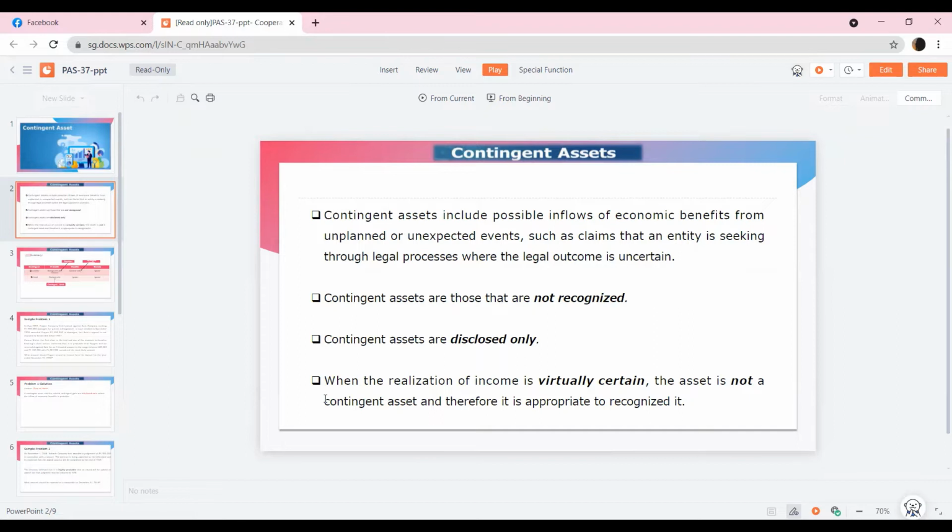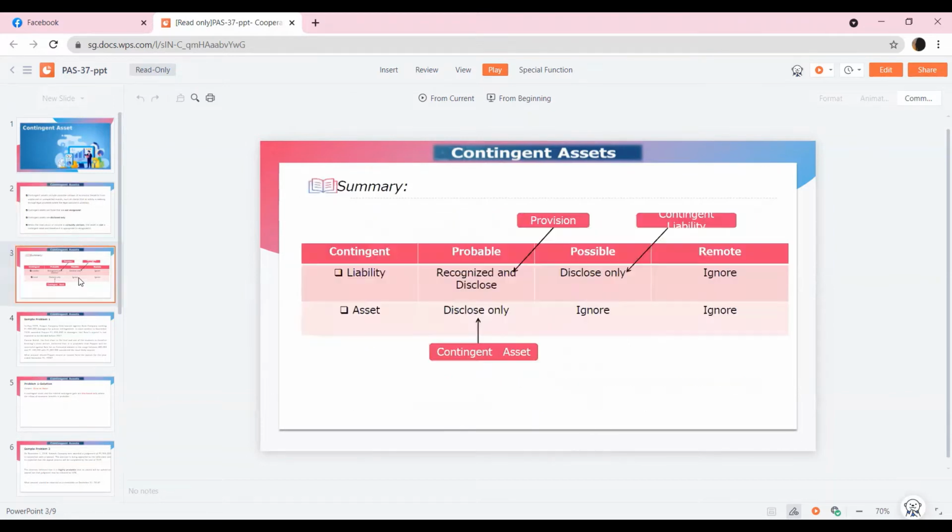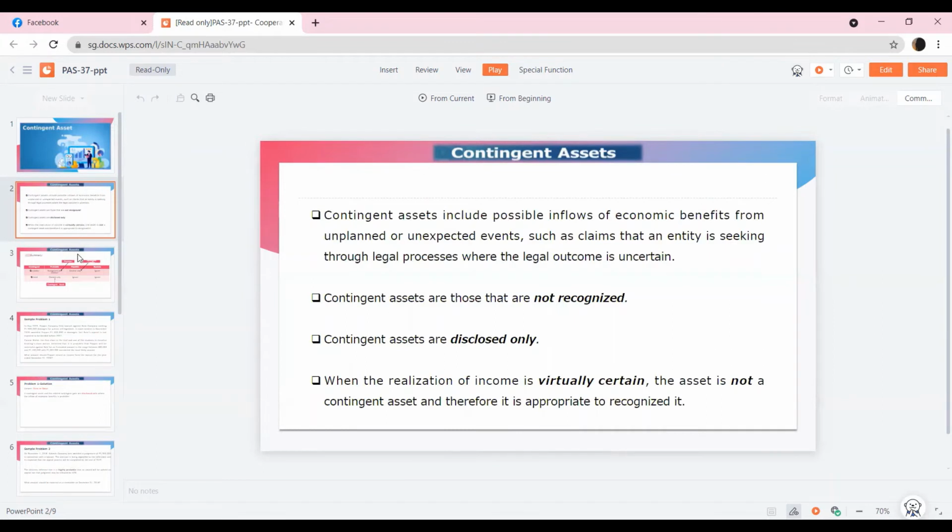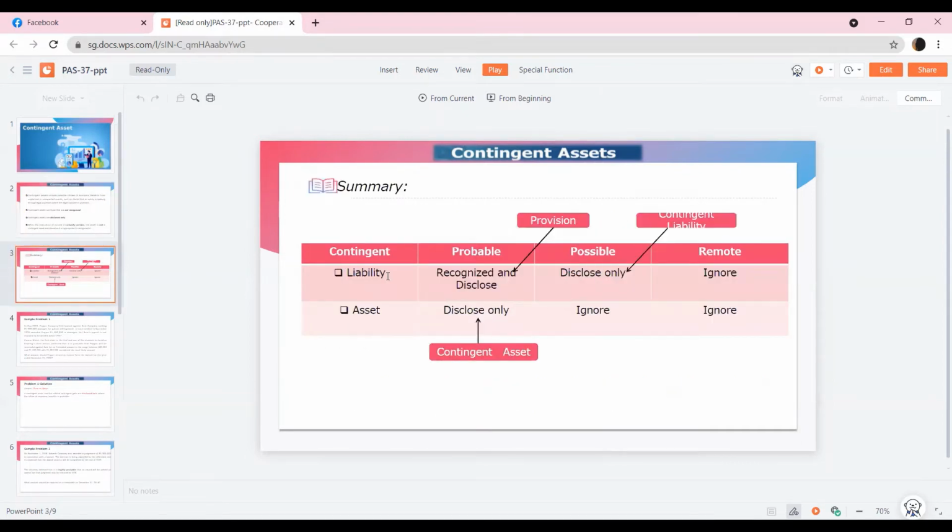Paano naman kapag virtually certain or 100% yung chance of occurrence? So, when the realization of income is virtually certain, the asset is not a contingent asset, and therefore it is appropriate to recognize it. So dito, meron tayong apat na klase ng probability, which is reasonably certain, probable, possible, and remote.